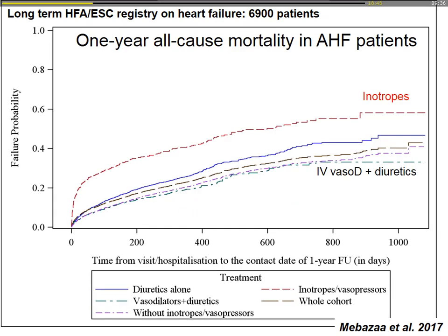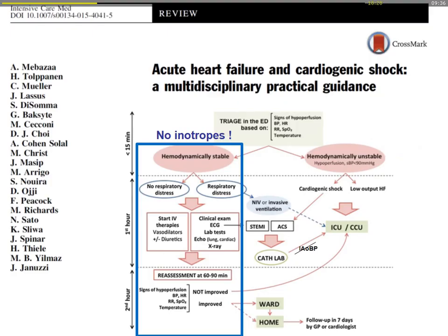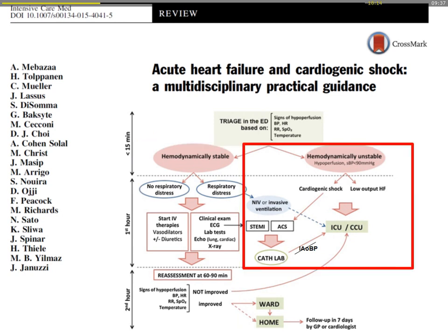And what is interesting, for the first time, we looked at 4 years of follow-up on those patients who got inotropes, and you see that even 3 to 4 years later, there is still a footprint of patients receiving inotropes, with a higher mortality compared to patients receiving vasodilators and diuretics. Then again, in patients coming with acute heart failure, pulmonary edema, hemodynamically stable, there is no reason to give inotropes except increasing side effects.